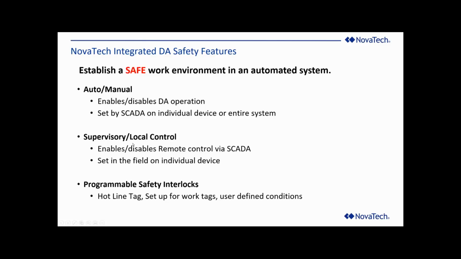The supervisory or local remote switch generally occurs or exists at each one of the switchable devices, whether it is a pole top switch, a line recloser, or a feeder breaker. You generally have some way to say, I can control this from SCADA, or I can control it locally and block SCADA. That's what this control is. When it is in local, then any remote control command, whether it comes from DA or SCADA, will be rejected by that device, and that device will not be allowed to operate.